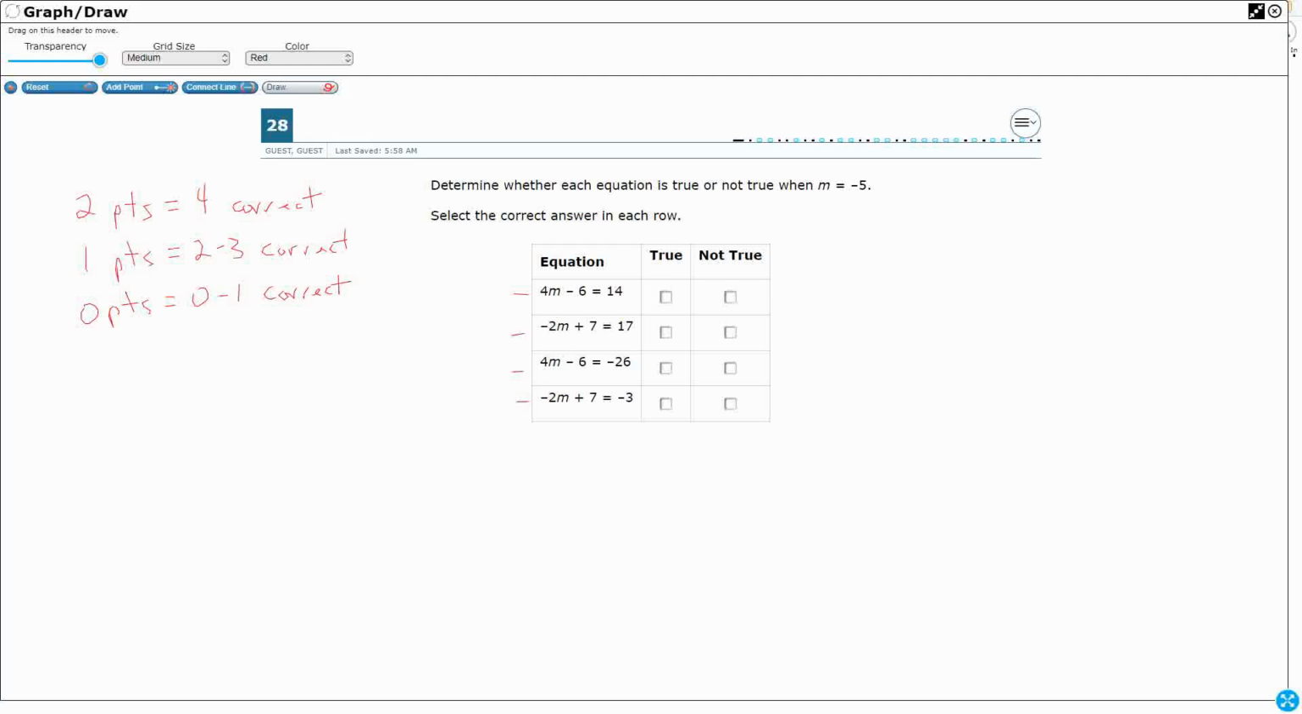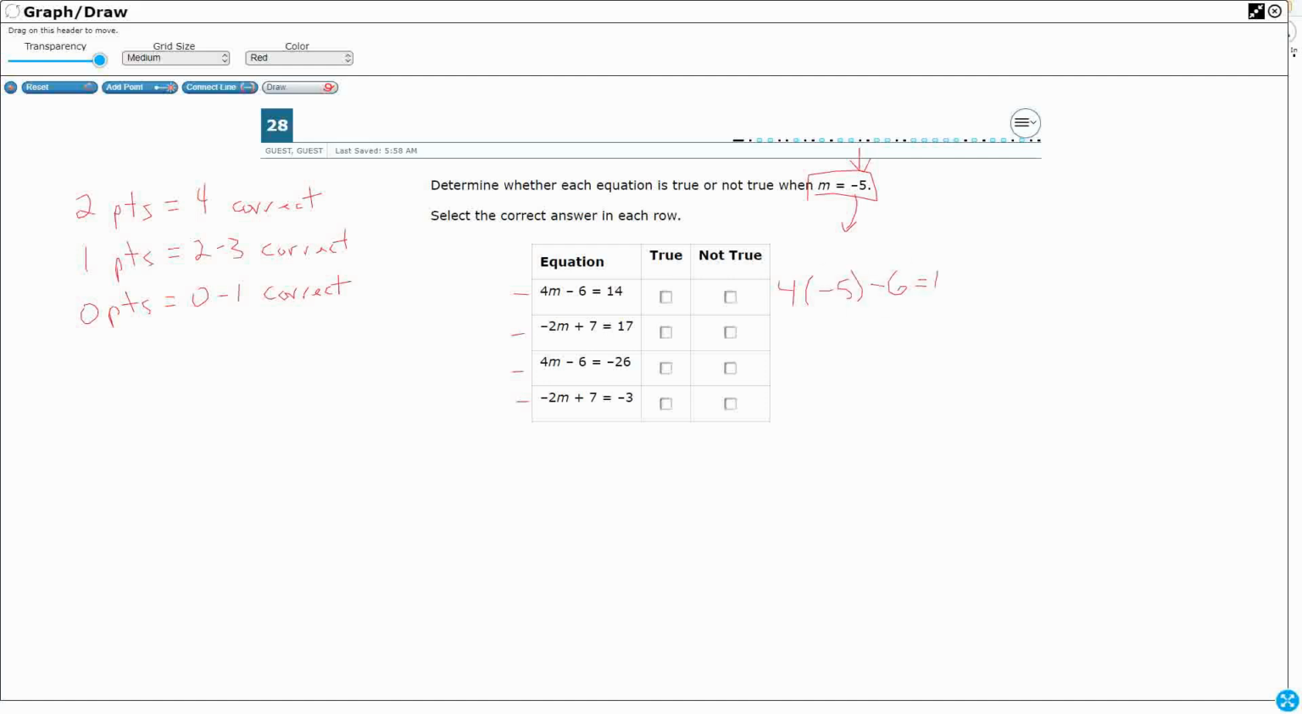So we need to determine whether each equation is true or not true when m equals -5. It's simple substitution, but it is negative, so we're going to have to pay really close attention to the signs and what happens there. Let's just look at it one at a time here. I'm going to rewrite 4m, and substitute in -5 for m.